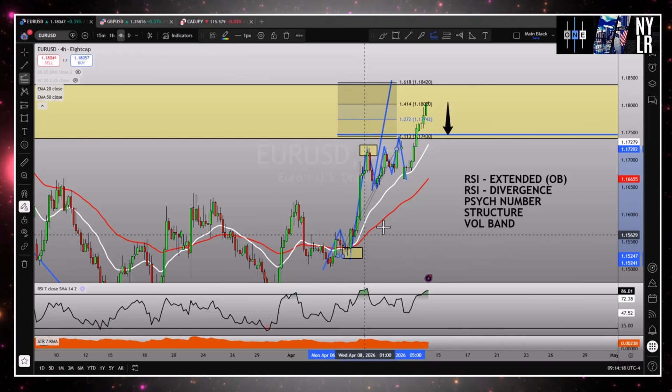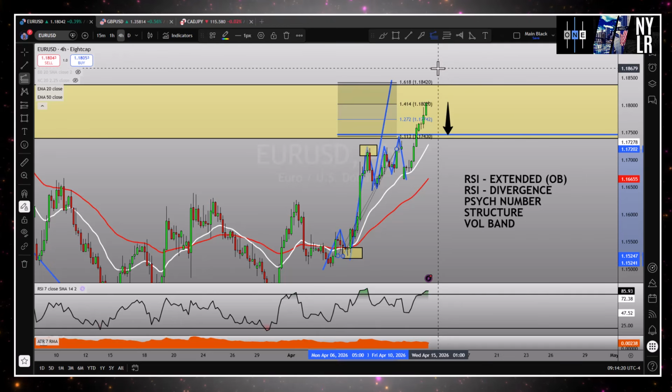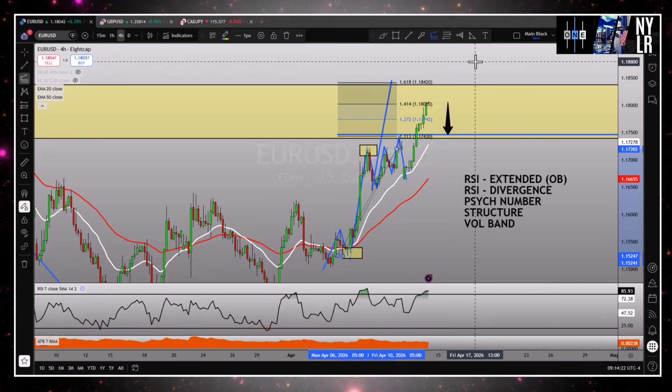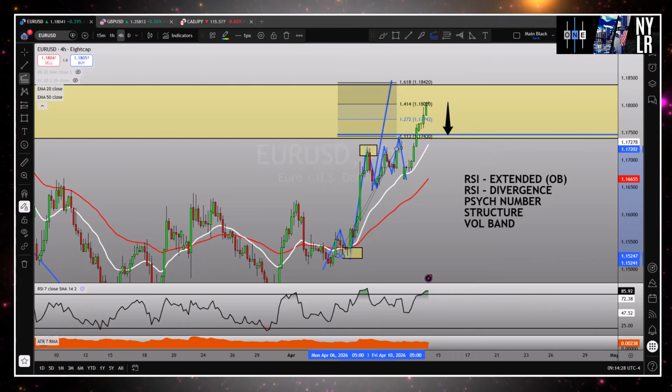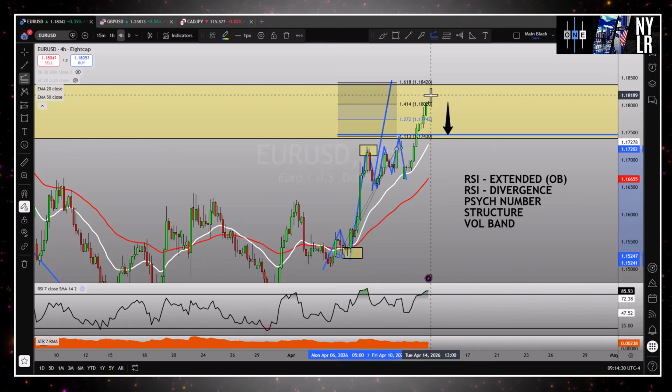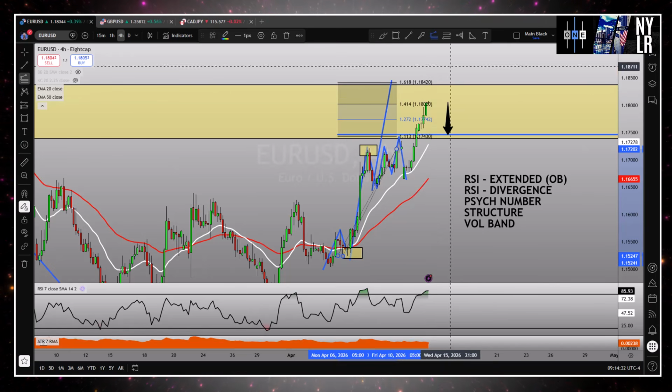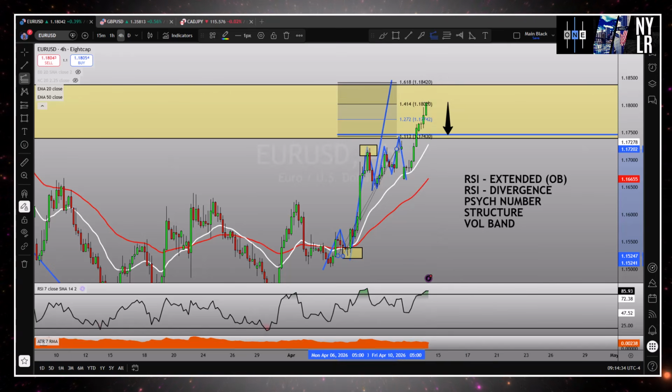Oh, baby. Look at that. He's so good, right? So we have a 1618 lining up that AB equals CD. That's a delightful level up there, at a mini psychological number. I like that. Yeah, it's a little bit above the zone, but price can get there as long as it doesn't close there. All right, I like the way you guys are thinking. Anyone else? Good job.